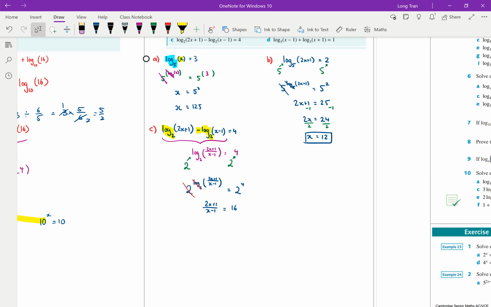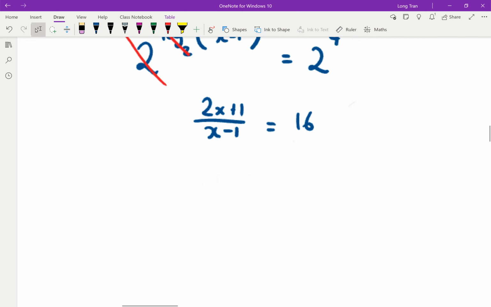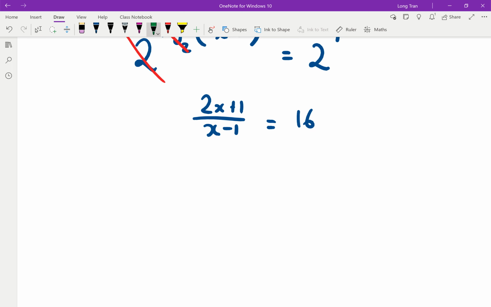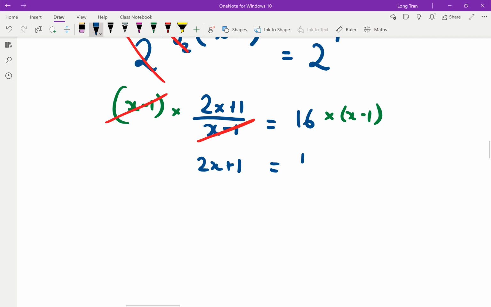Okay, so from here, some of you might already have troubles with fractions and solving. I would say times both sides by x minus 1, because x minus 1 divided by x minus 1 is going to cancel out. Then I'm going to use red instead. So now you're left with 2x plus 1 is equal to 16x minus 16. Okay, and then combining all the x's together, add 16 on both sides. So this now becomes 17 is equal to 16 minus 2x, which is 14x. So really, x is equal to 17 on 14.